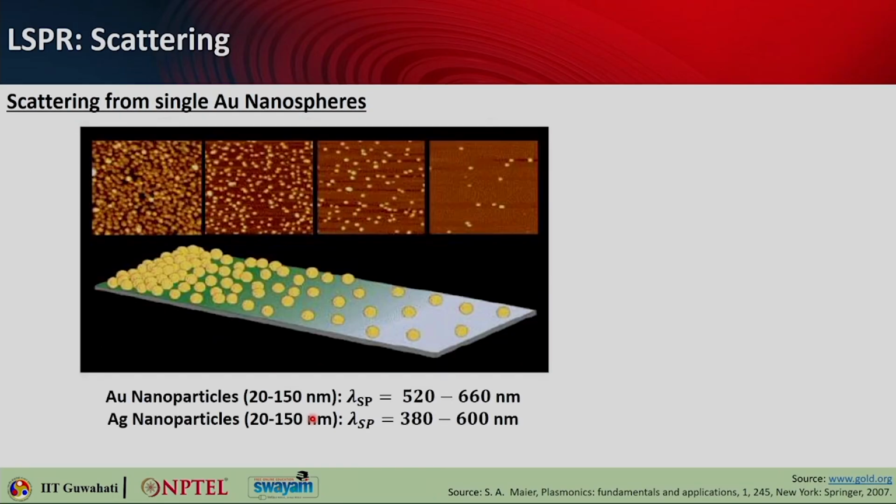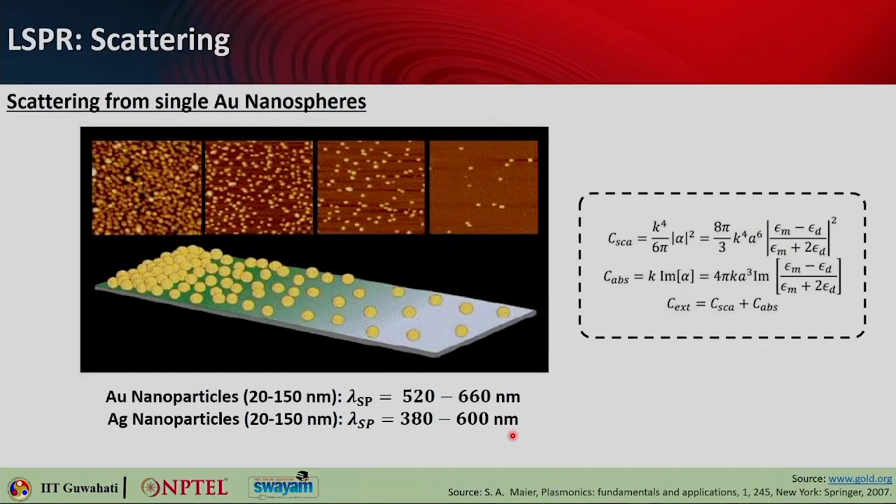So, we have seen this diagram before, that nanoparticles scatter light very strongly when they are at resonance. Here are the different colors of nanoparticles depending on their size. If you see the gold nanoparticles, when the size ranges from 20 to 150 nanometer in diameter, the resonance wavelength changes from 520 to 660 nanometer. For silver nanoparticles of similar size, the resonance goes from 380 nanometer to 600 nanometer.